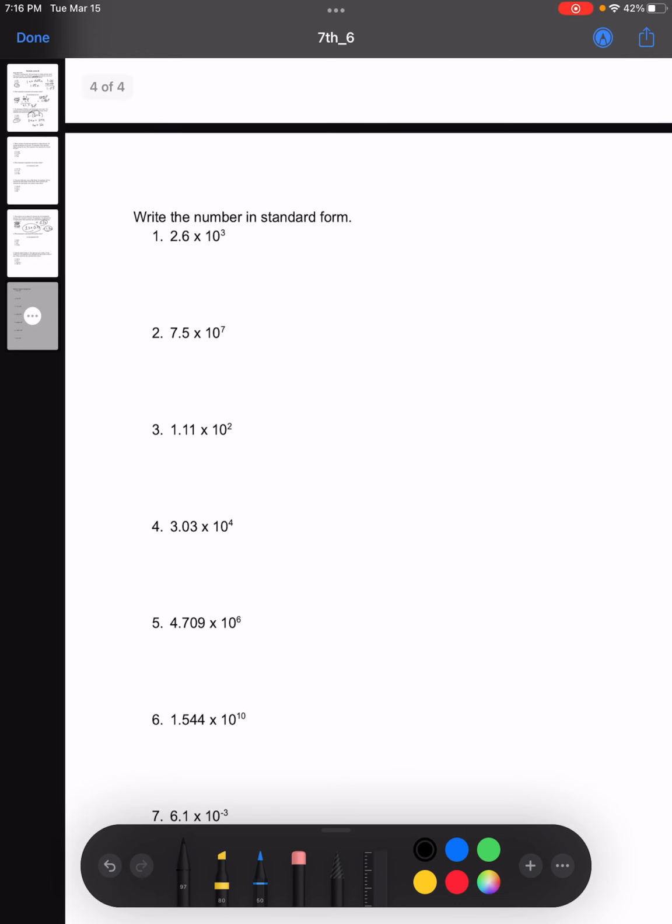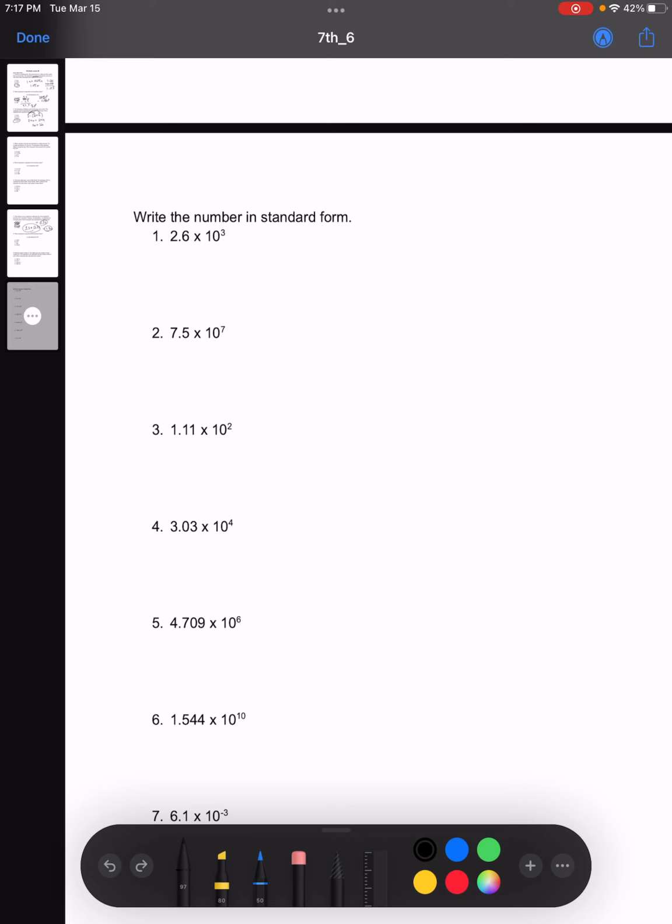Let's go ahead and look at these. Write the number in standard form. Essentially, what standard form means is just rewrite this expression without any multiplication. So we have 2.6 times 10 to the third.